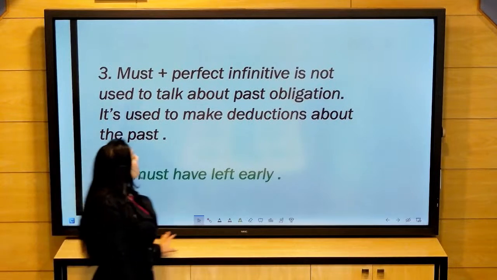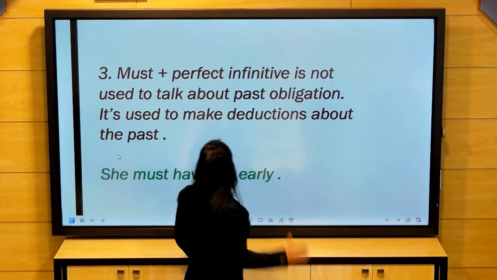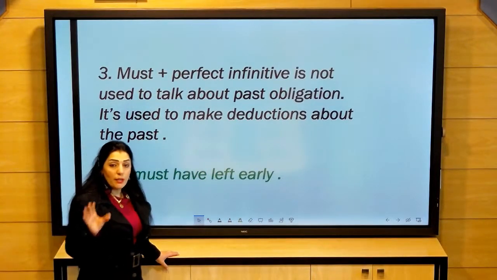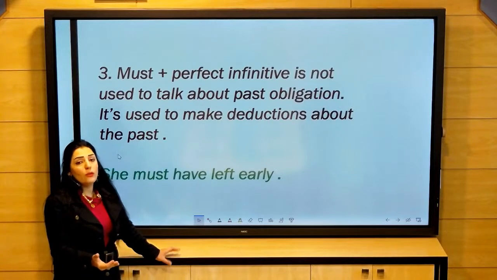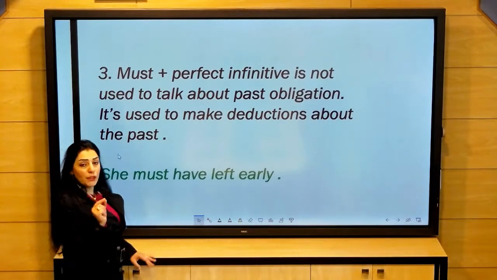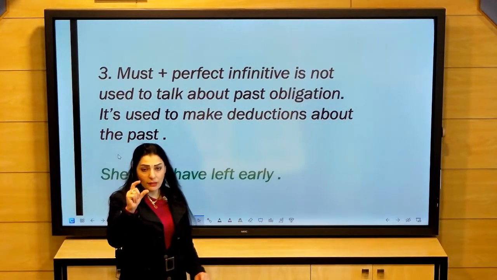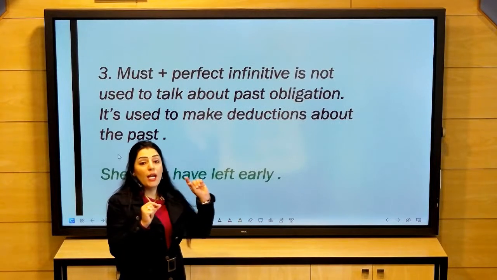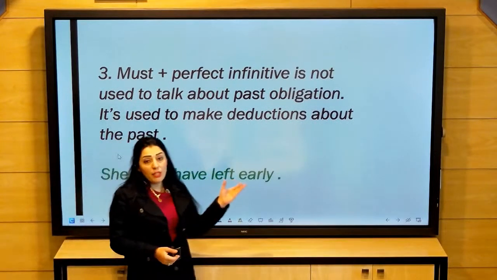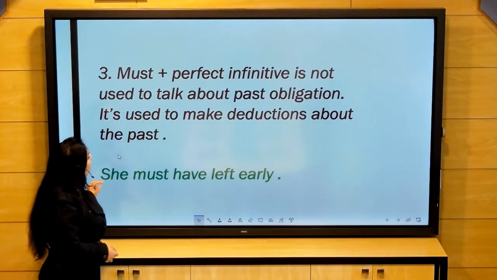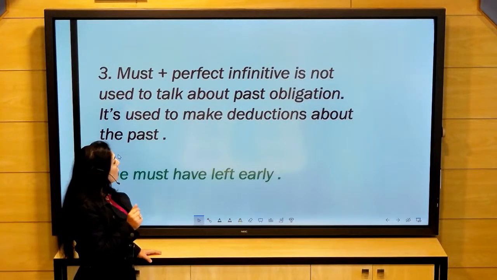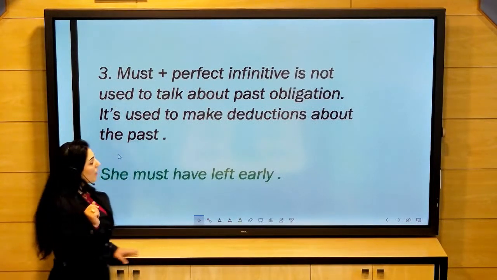Third, must plus perfect infinitive is not used to talk about past obligation. So must alone, okay, must in the present form is talking about present obligation, but when you use must plus have and verb 3, it is not used to talk about past obligation. It's used to make deductions about the past. Okay, here we have deductions about the past.